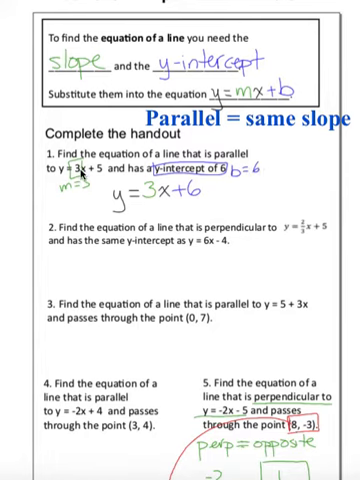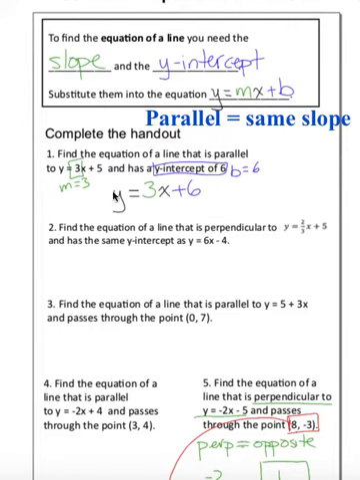So we're going to look at this equation, and our m must be 3. And then it has a y-intercept of 6, so our b is 6. When we write that out, it's y equals 3x plus 6. So it now has the same slope as this equation.